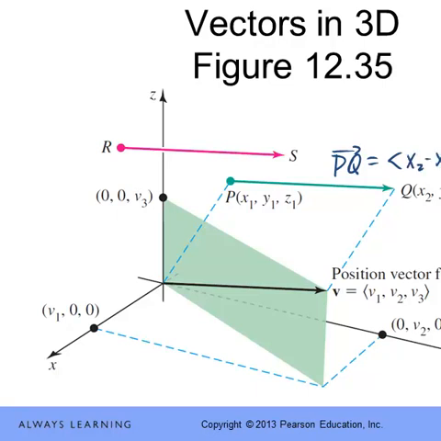So the vector PQ will be what? x2 minus x1, comma, y2 minus y1, comma, z2 minus z1, using those angle brackets if you want it in component form.